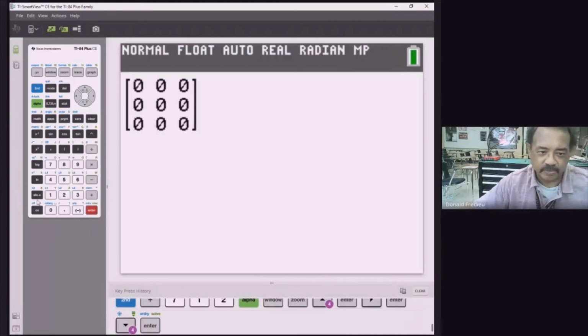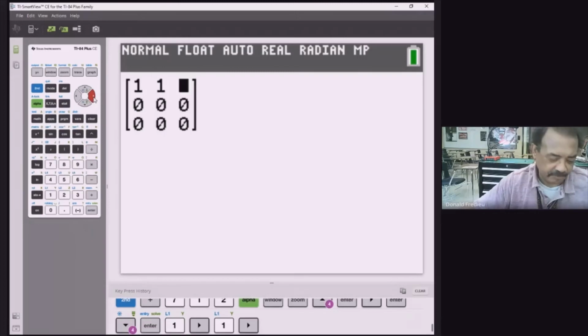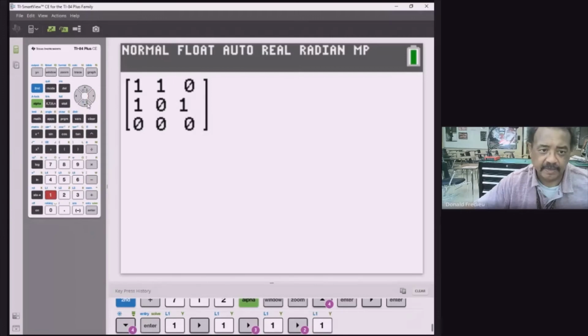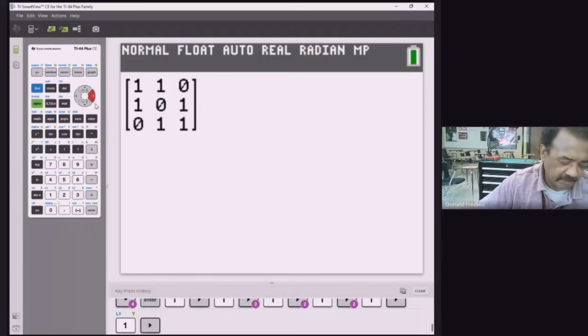So my number becomes 1, 1, 0, 1, 0, 1, 0, 1, and 1. Now, check your numbers: 1, 1, 0, 1, 0, 1, 0, 1, 1. We'll make that the inverse.